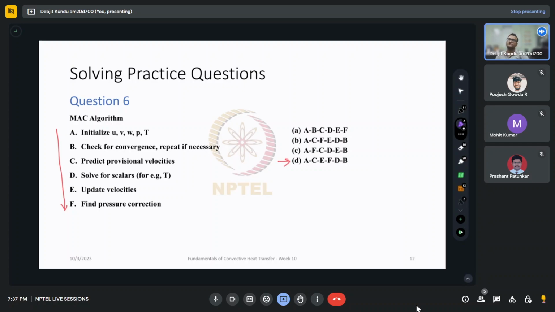Step A is initialize u, v, w, p, and t. That is all the vector and scalar values that we will be solving for. Step B says check for convergence, repeat if necessary.